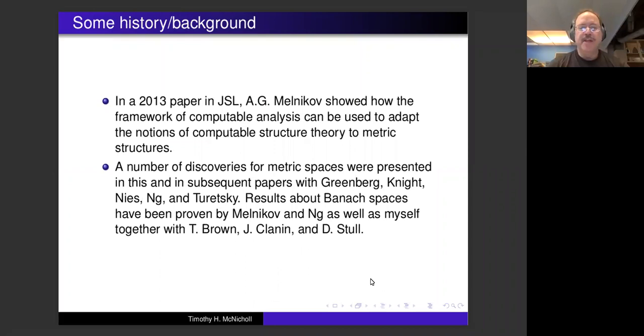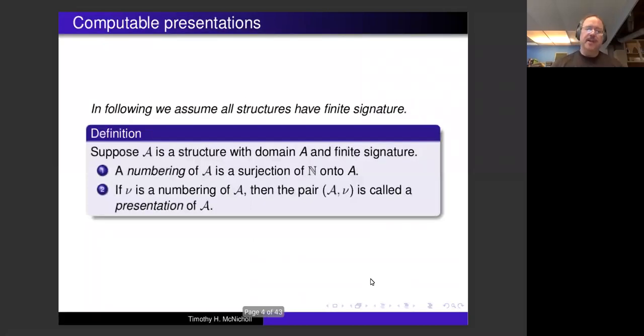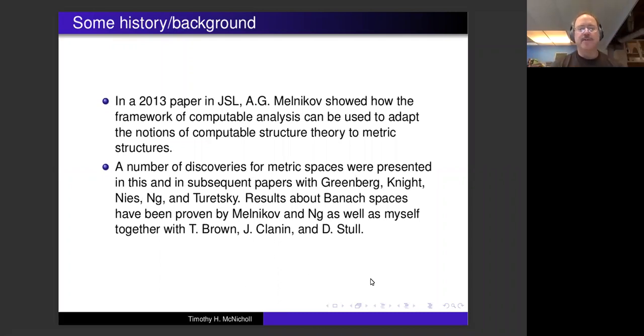Metric spaces have been investigated pretty thoroughly: Greenberg, Knight, Nies, Eng, Turetsky. For Banach spaces, McNicholl and Eng had some results, and then myself with my student Tyler Brown and graduate students Joe Clannon and Don Stull have proven some things. So we're off the ground now. We're comfortable going from the countable up into the separable, uncountable level of the mathematical universe.